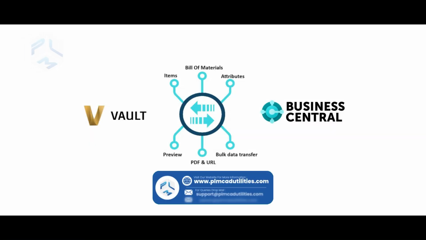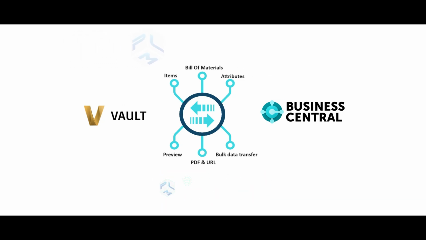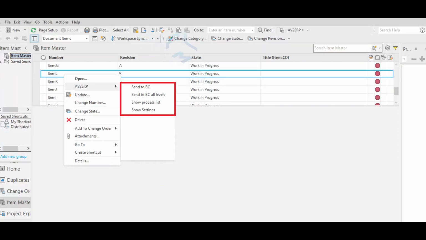This video will demonstrate how bill of materials are transferred from Autodesk Vault to Business Central. Before transferring, please make sure that AV2 ERP is installed. If AV2 ERP is installed, you will see these options in the item shortcut menu.